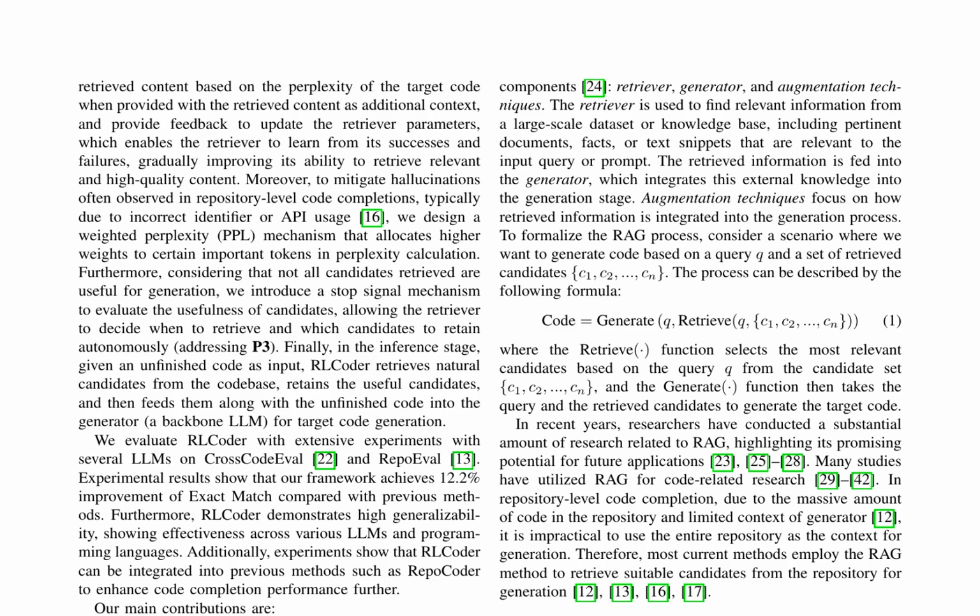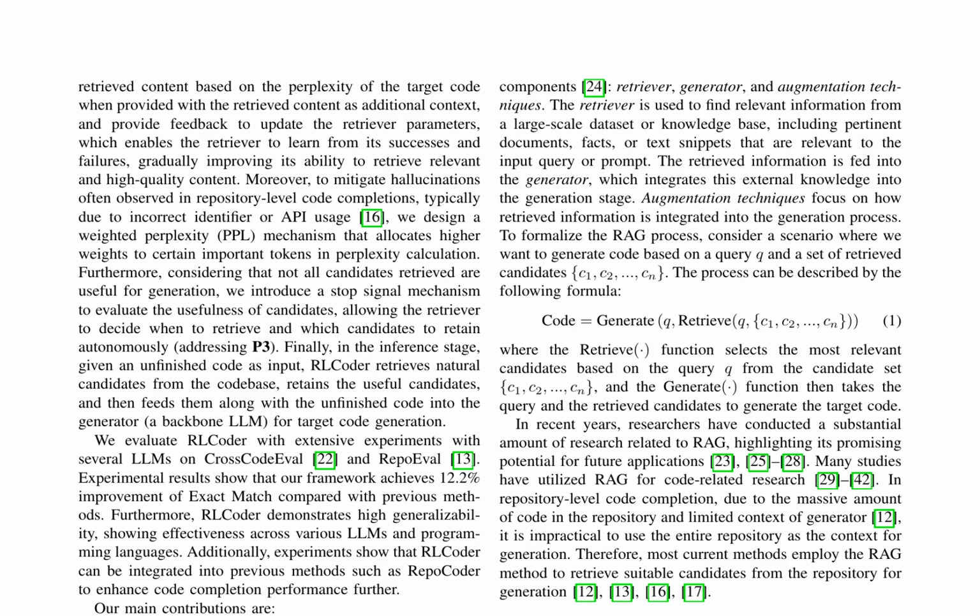In repository-level code completion, due to the massive amount of code in the repository and limited context of the generator, it is impractical to use the entire repository as the context for generation. Therefore, most current methods employ the RAG method to retrieve suitable candidates from the repository for generation.